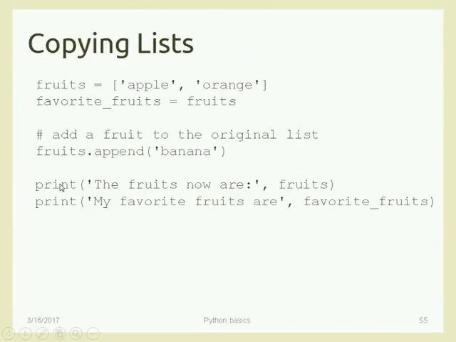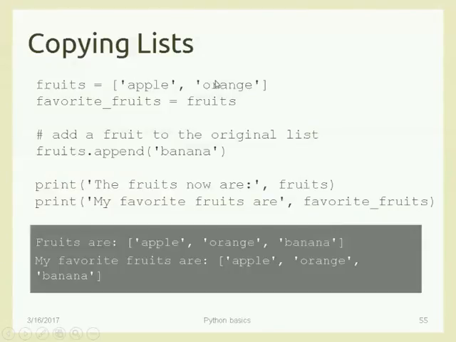Then I will print "The fruits now are", and I would like to print the first list, this one, that should, in my intention, contain apple, orange, and banana. And then I would like to print "My favorite fruits are", the second list, that in my intention should contain only apple and orange. If I execute this, the output is this one. Both lines print the same list, even if I act only on fruits, and not on favorite fruits. So the question is why?